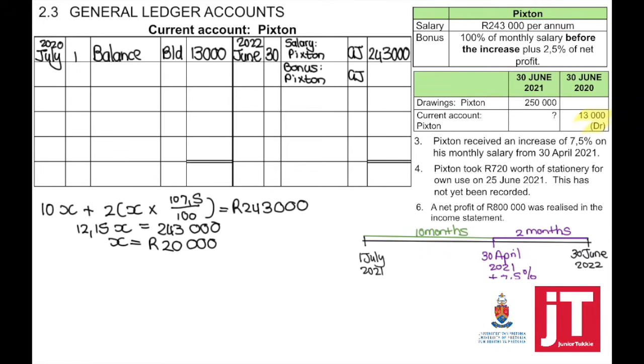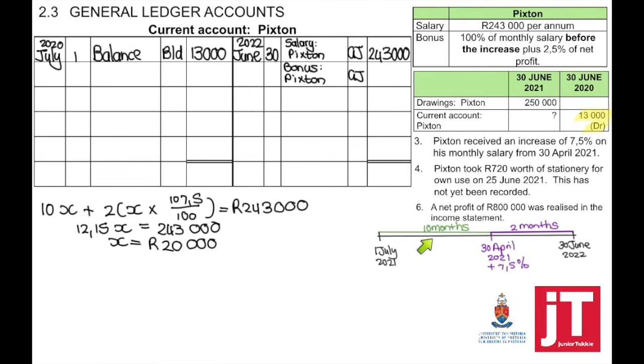April 2021. This means that for 10 months, his salary was at 100%, and for 2 months, it was at 107.5%. Again, there are different ways in how we can get to exactly the same answer. I'm going to use X to solve this because using this, it will provide me with the amount before the increase. So we say for 10 months, it was at an X amount, and for 2 months, it was at X times 107.5 divided by 100.